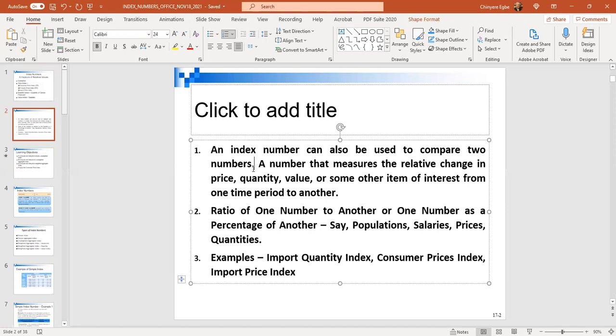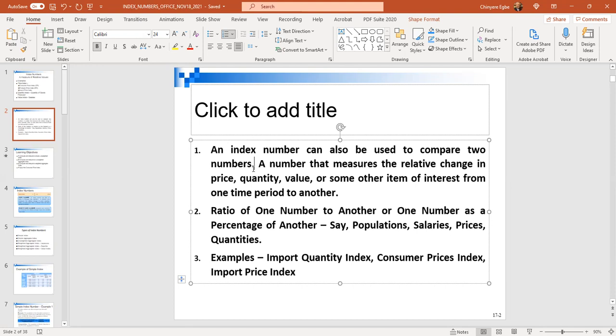You can measure relative populations using an index of populations, an index of salaries, an index of prices. You can measure an index of quantities. Okay, and examples we have, say, import quantity index. Let us say that United States imported 100 automobiles last year, and this year you imported 120 automobiles. So you have an index of 1.2, 120 divided by 100.